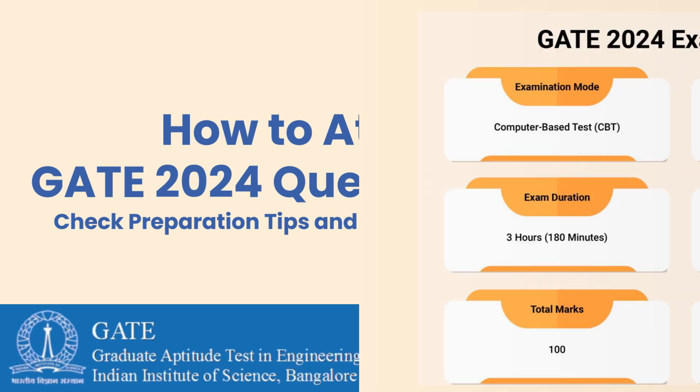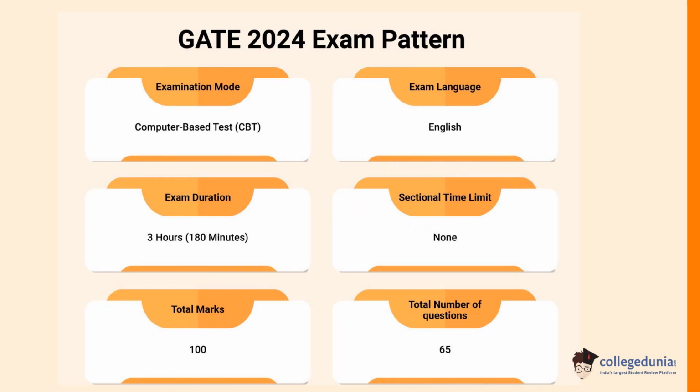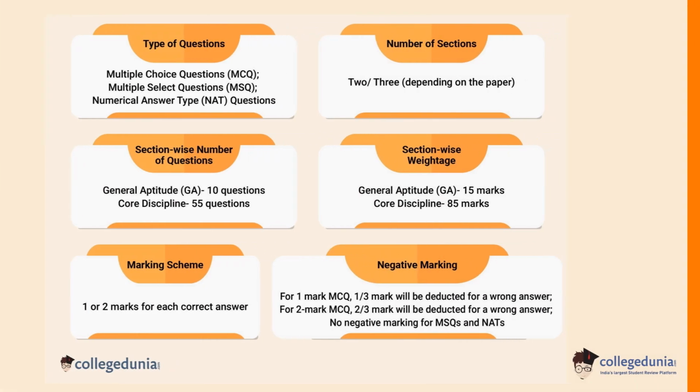The exam is conducted online for a duration of 3 hours, which is 180 minutes. With a total of 100 marks, the paper includes 65 questions and there is no sectional time limit. There are 3 types of questions asked in the GATE question paper. These include multiple choice questions, multiple select questions and numerical answer type questions.